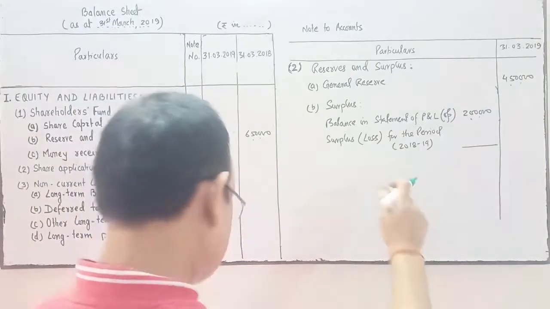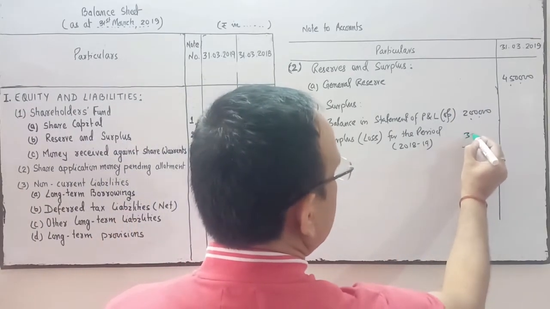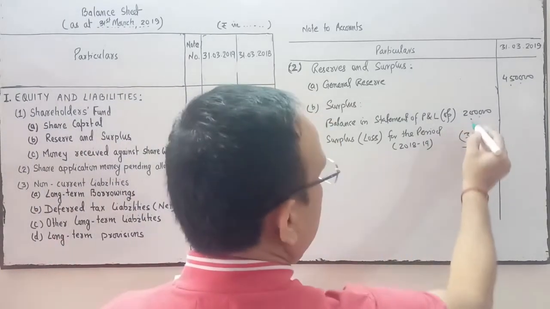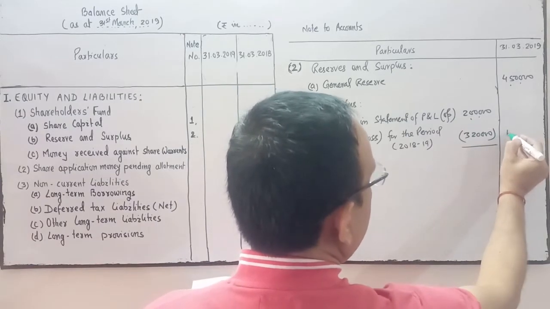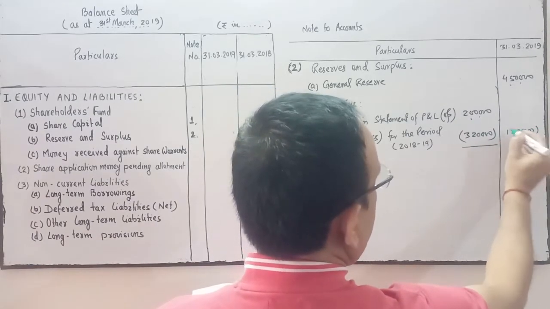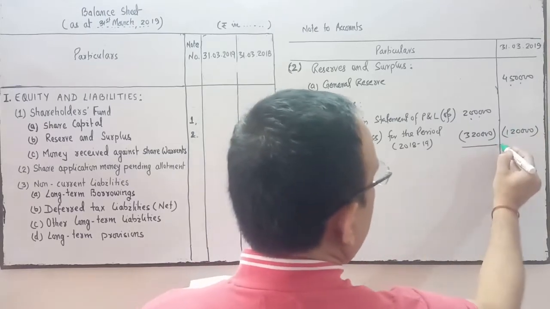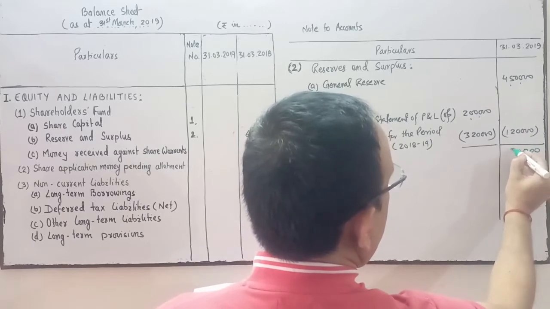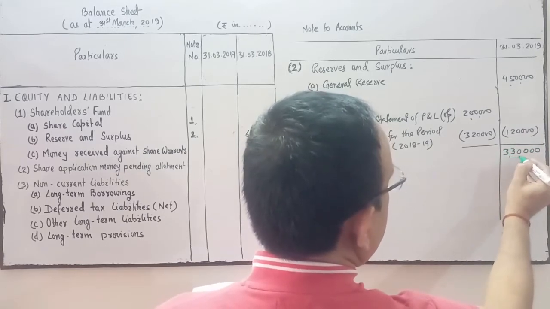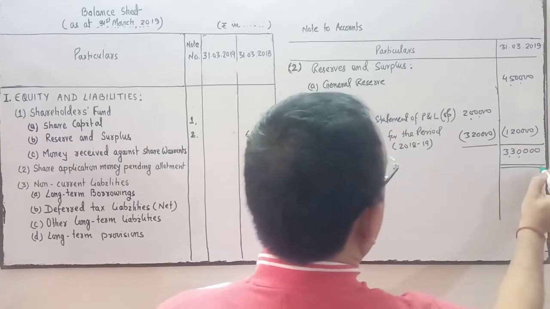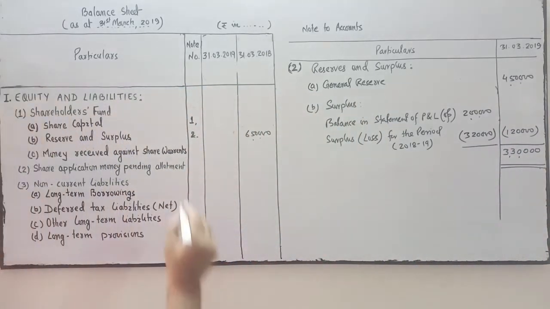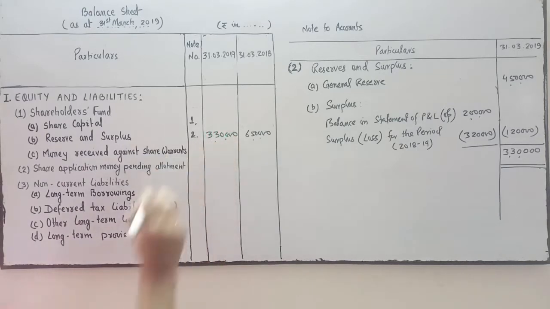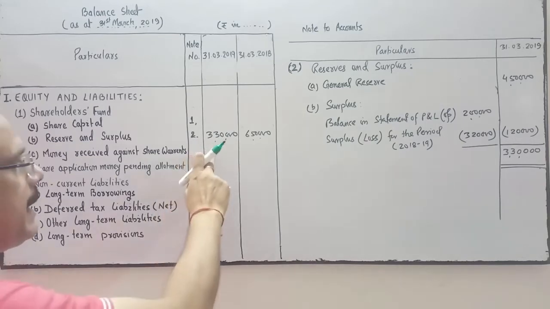Current year there is a loss of rupees, as per the information, 3,20,000. So 2 lakhs minus 3,20,000, it is 1,20,000 negative figure. Now you deduct that from 4,50,000. So it is 3,30,000 positive. So you write 3,30,000 over here. How does this 3,30,000 come?